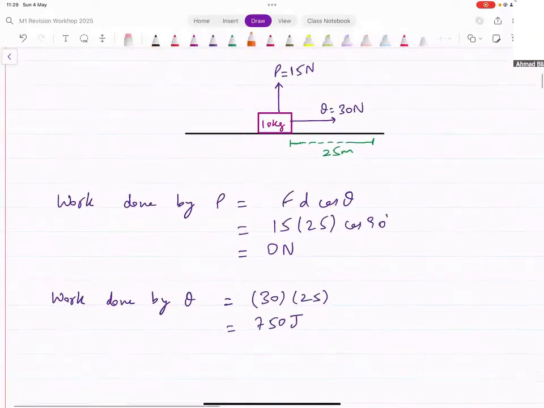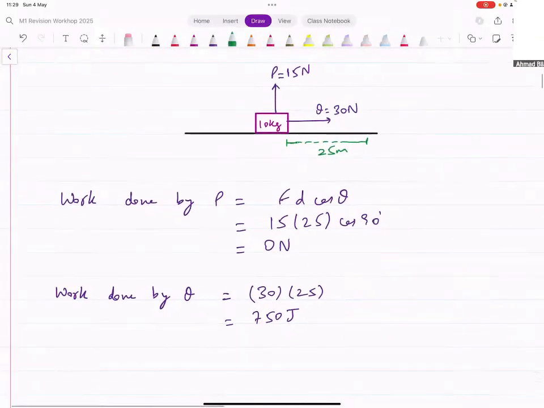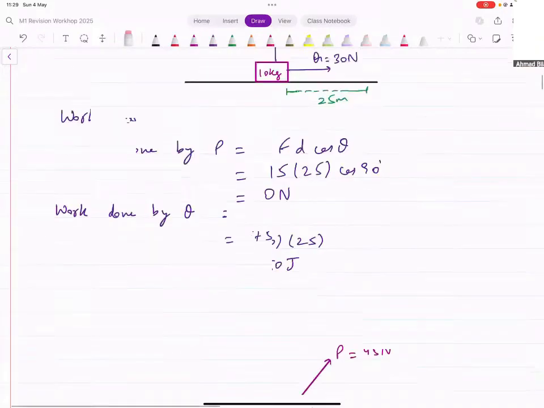Now, if you have something like this, a force acting in this direction and the distance traveled in this direction, then the work done by the force P would just be zero, because force P does not have any component acting along the direction of motion. If you were to find the work done by the force Q, this is force Q, not angle theta, if this was 30 newtons, all of this would be worked by the force Q. That will be 750 joules.